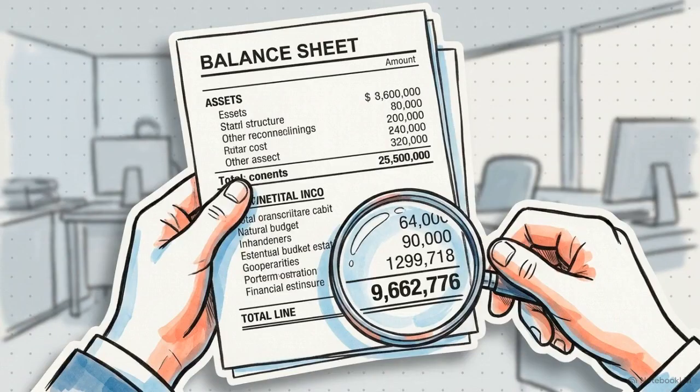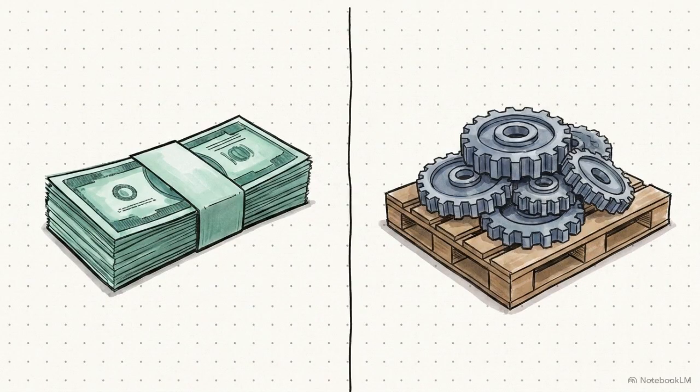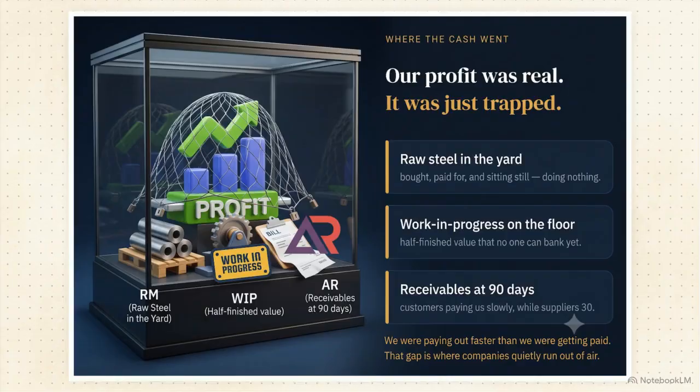So, if the business made money, where did it actually go? The capital didn't disappear. It underwent a physical transformation. This model breaks down exactly where that capital gets trapped. First, look at the raw steel sitting in the yard. You've already paid for that material, but right now it's just gathering dust.